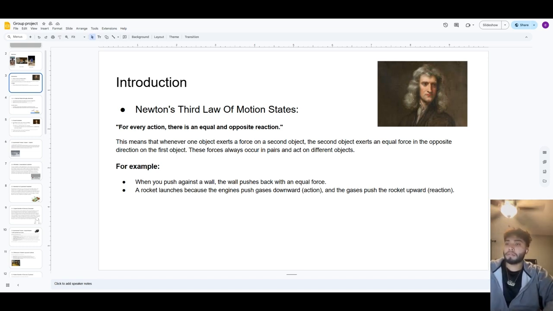Introduction. Newton's third law of motion states, for every action there's an equal and opposite reaction. This means that whenever one object exerts a force on a second object, the second object exerts an equal force in the opposite direction on the first object. These forces always occur in pairs and act on different objects. For example, when you push against the wall, the wall pushes back with an equal force. A rocket launches because the engines push gases downward, and the gases push the rocket upward.